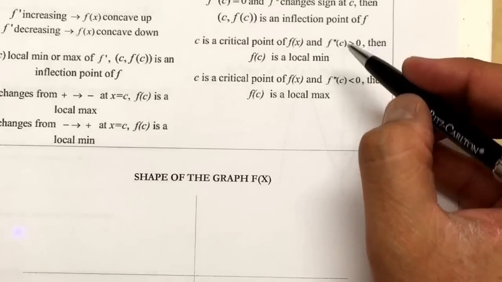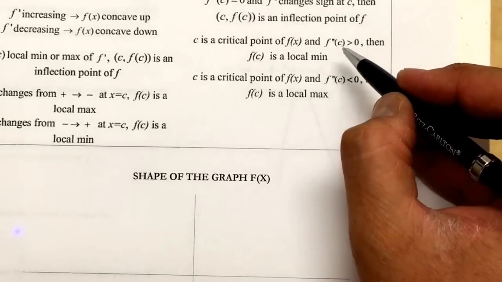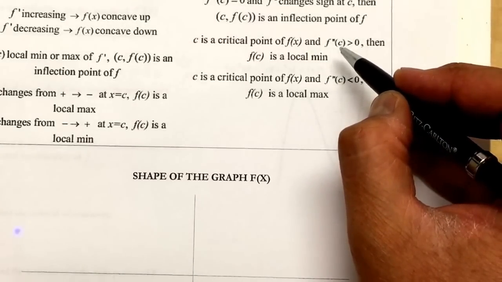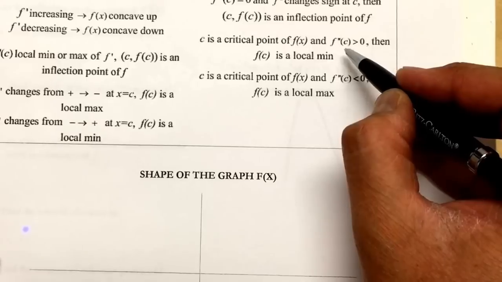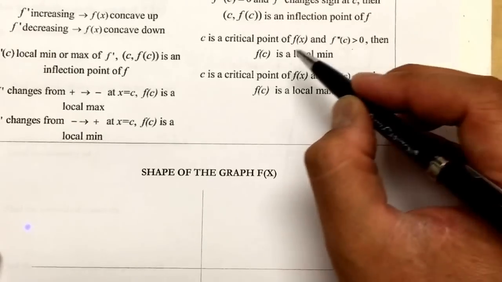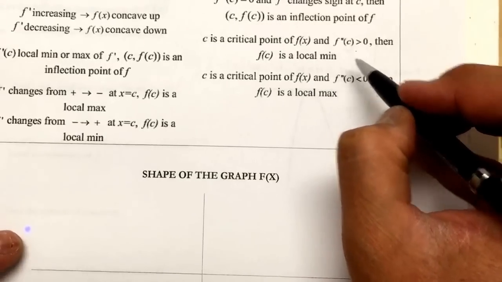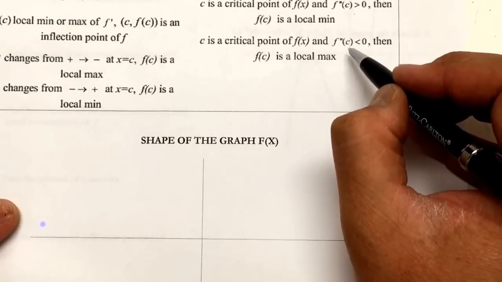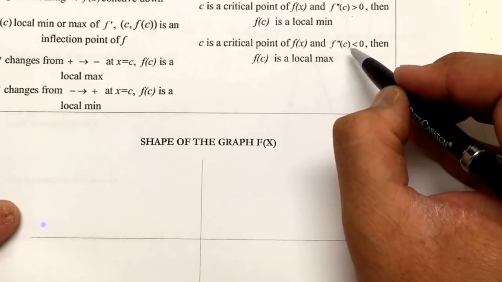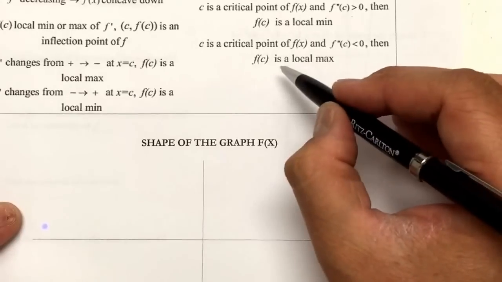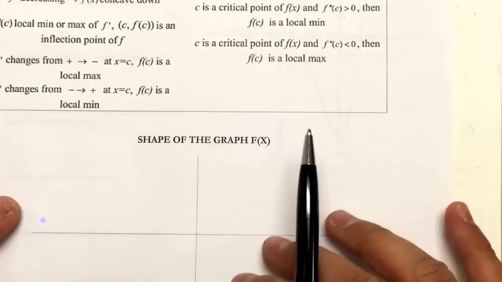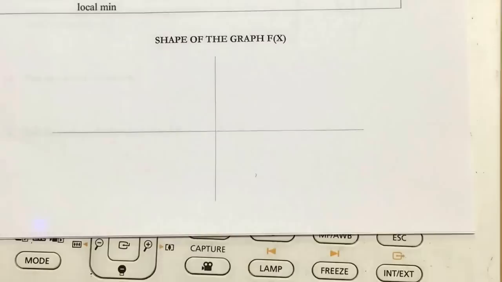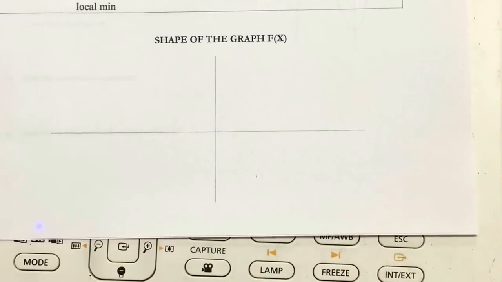But the second derivative test says this: if the second derivative evaluated at the critical point is positive, then that's a local min. On the contrary, if you evaluate the second derivative at that critical point and it happens to be a negative number, then that is a local max. Now, the shape of the graph can be described by its derivative and also in words.